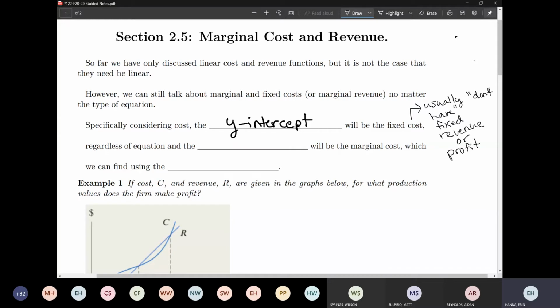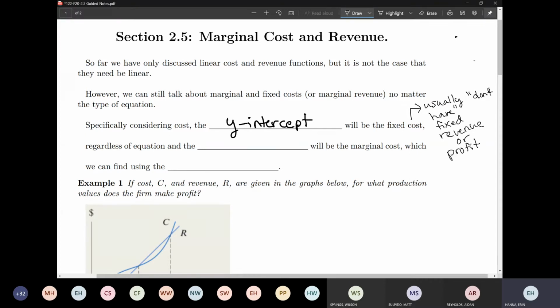If you want to get technical, you have them because there are y-intercepts for those functions, but you pretty much never refer to them as fixed revenue and fixed profit. It's really just cost that has the fixed aspect to it. But in terms of marginal, that's the one that matters a bit more. That definitely covers the gamut of all three: marginal revenue, marginal cost, marginal profit. So that's regardless of the equation. Whatever your y-intercept is, no matter if it's linear or otherwise, is going to be your fixed cost.